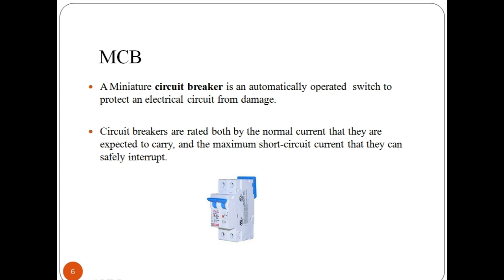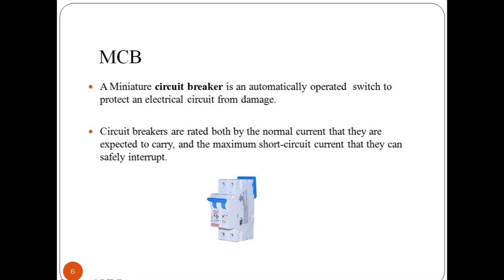A miniature circuit breaker is an automatically operated electrical switch designed to protect an electrical circuit from damage caused by overload or short circuit. Its basic function is to detect a fault condition and interrupt current flow. Circuit breakers are rated both by the normal current that they are expected to carry and the maximum short circuit current that they can safely interrupt.